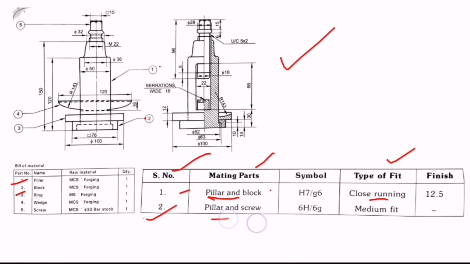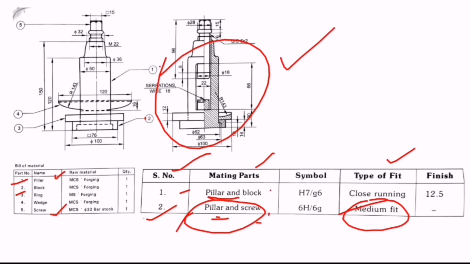And second is pillar and screw. First part is pillar, fifth part is screw. These two are named mating parts. Its type of fit is medium fit. So these are two parts, pillar and screw, observe in this figure. So understand whether they are mating or not. When they are mating each other, they are producing a medium fit.